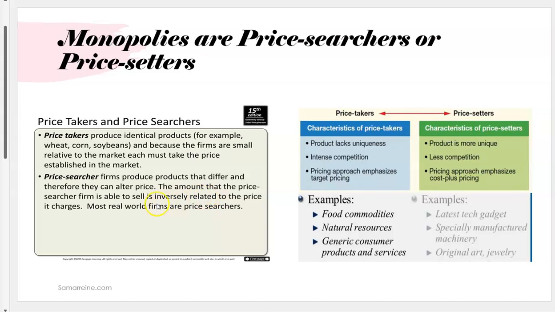The amount that the price searcher firm is able to sell is inversely related to the price it charges, meaning if they want to sell more, they have to apply the law of demand and put their products on sale. So it's very important for them to reduce their costs in order to be more competitive because they do have control over price. Now, in the case of a monopoly, that's not the case because they are a monopoly.